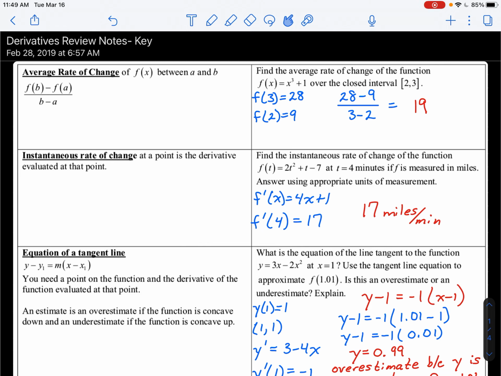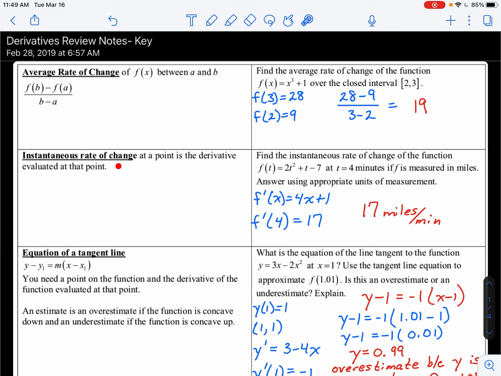If we want to find the average rate of change of a function, f of x is x cubed plus 1 over some interval, we just need to evaluate the function at each of those endpoints of the interval, and then just using our slope formula, so our y2 minus our y1 over our x2 minus our x1, and that's going to give us just 19.